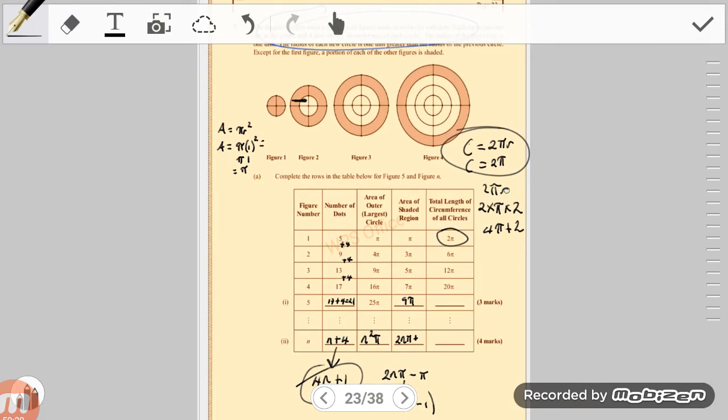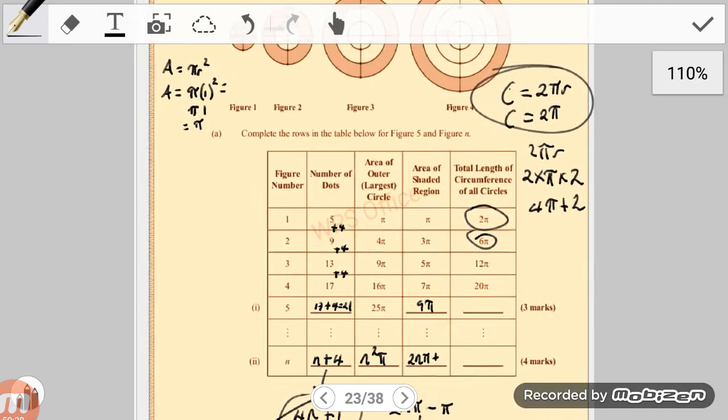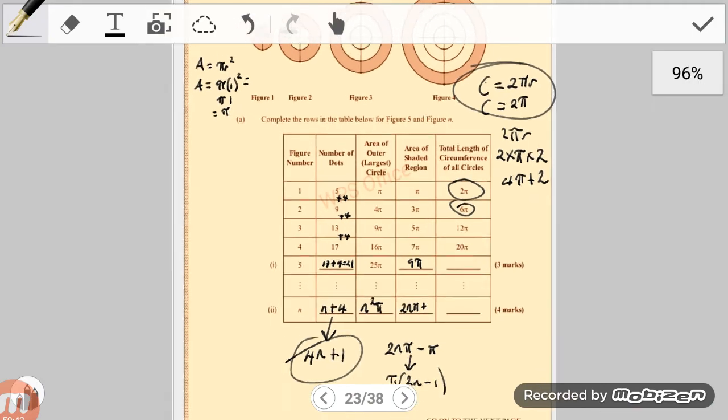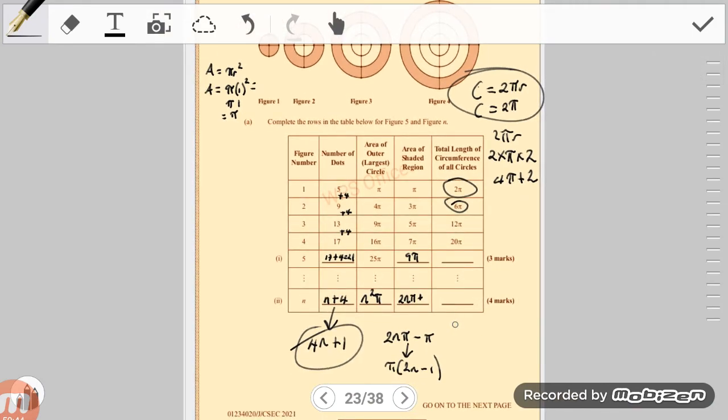So now the radius is 2, pi is still pi times the constant multiplier 2, so that's equal to 4. But then that's not what is here. 4 is not there. We need an additional 2. So I'm going to hypothetically call 4 pi plus 2 my nth formula for finding the total length of the circumference of all circles. So I'm going to have to test this theory for figure 3 and figure 4. If it works for these two, then I know I'm good to go.